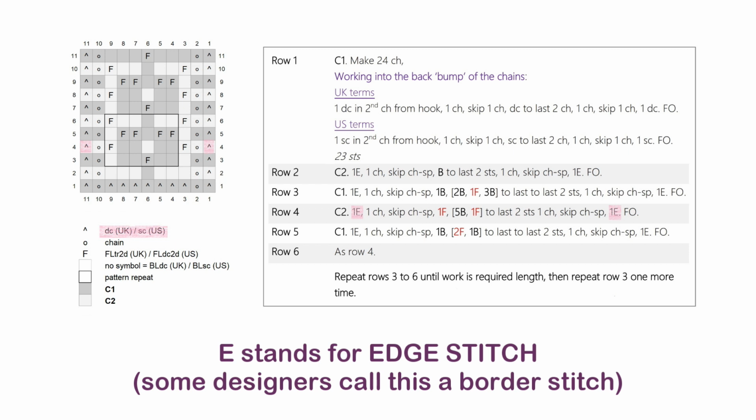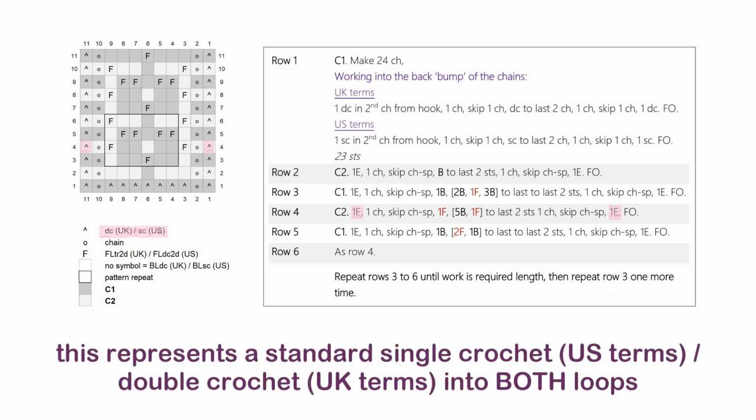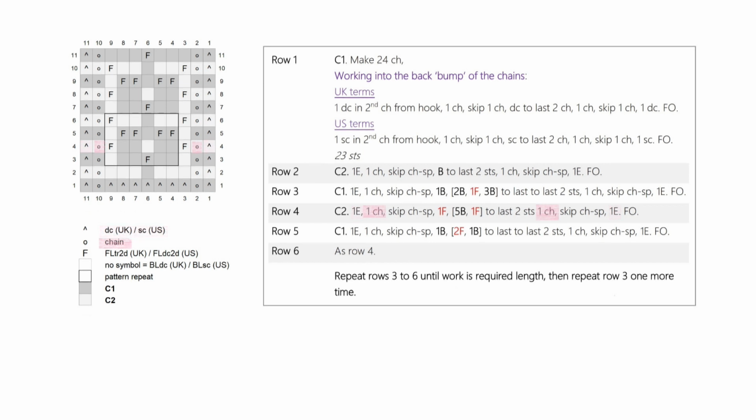E stands for edge stitch. Some designers are going to call this border stitch, and that's worked into the very first and last stitch of each row. This represents a standard single crochet, US terms, or double crochet in UK into both loops.